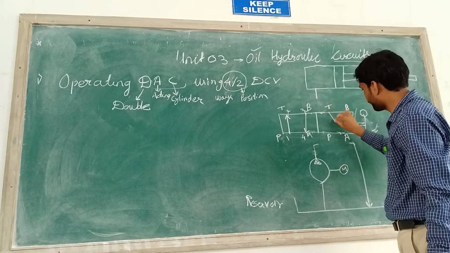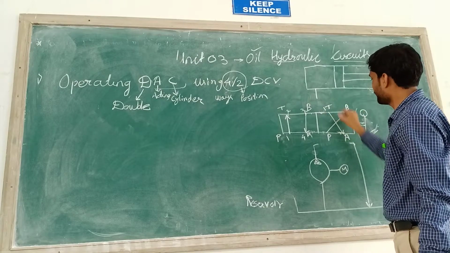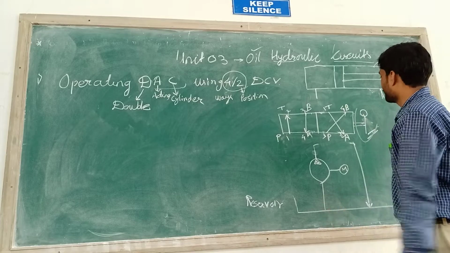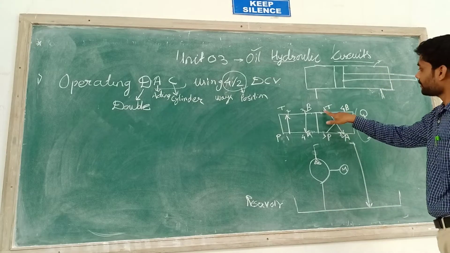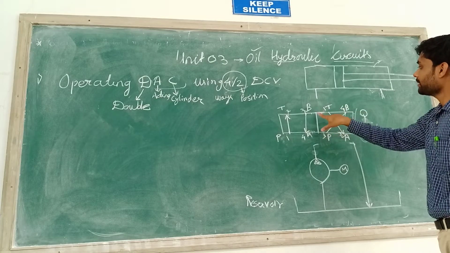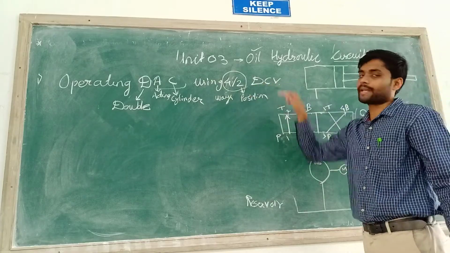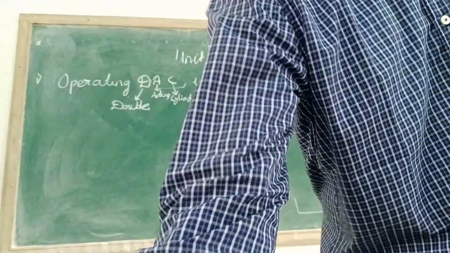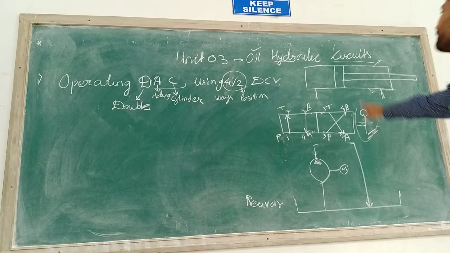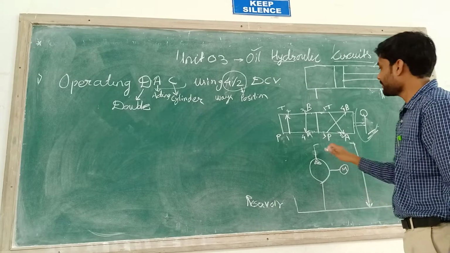Now, this is the 1, 2, 3 and 4. So this is again 4 position, 4 ways, which 1, 2, 3, 4, and there are the 2 positions of this valve. So this is the 4/2 direction control valve, and we are going to use this 4/2 direction control valve to operate the double acting cylinder. Okay, all the circuits remain the same here.